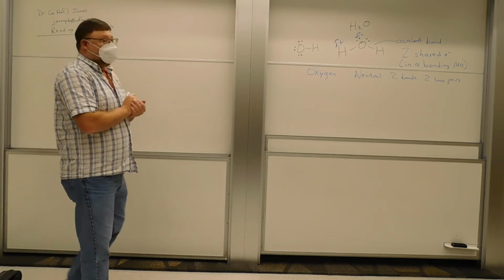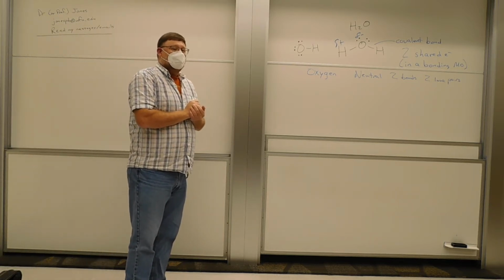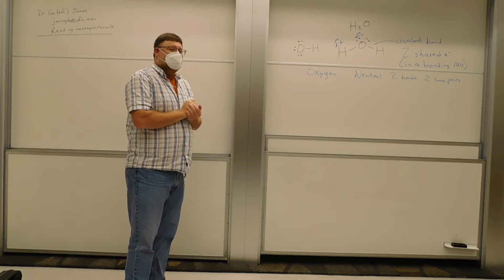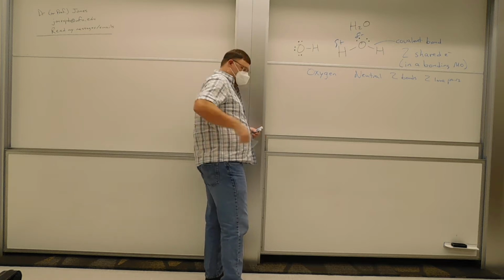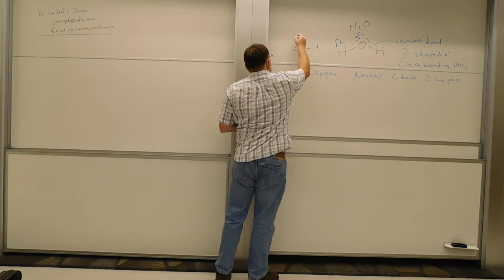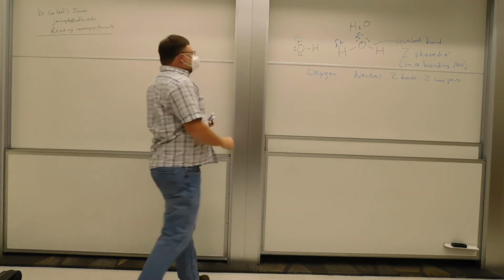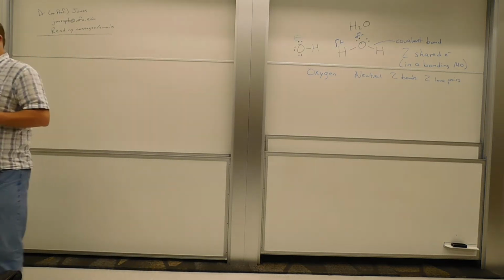Hydroxide ion. You said ion, so what's the charge? And where does it go? Yeah. So, look at that. Pull the red last. There's a negative formal charge on the oxygen.